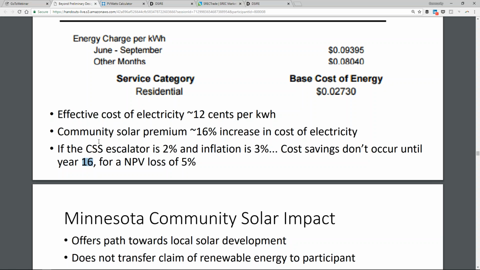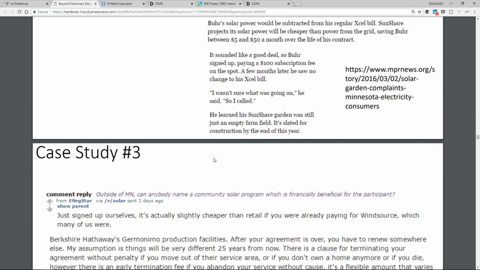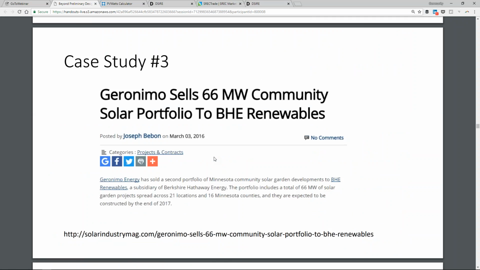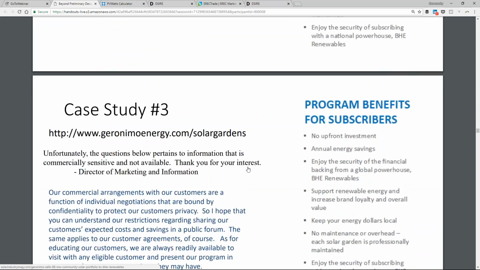And the beauty of the Minnesota program is it legalizes the ability for an investor to come in, build a 2 megawatt solar project, and receive 14 cents a kilowatt hour for 20 to 25 years from that, as long as the projects are less than 5 megawatts. And that kind of explains why the Berkshire Hathaway proposal is set to 66 megawatts over 21 locations. So all of the projects are less than 5 megawatts.